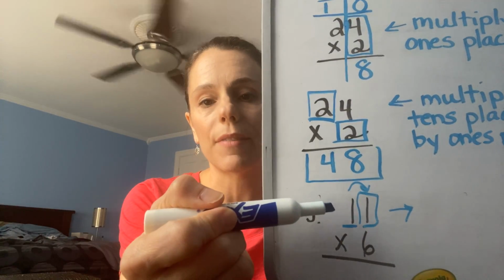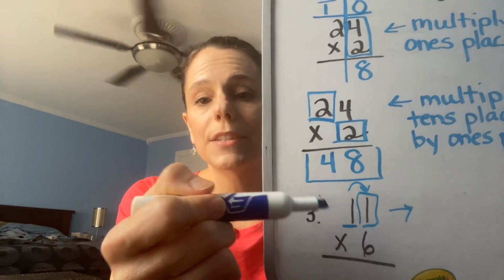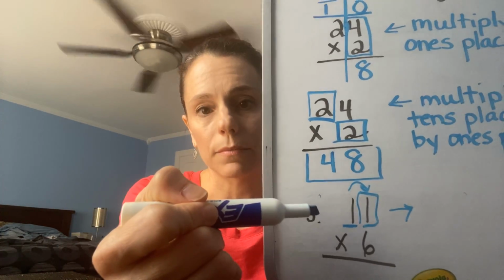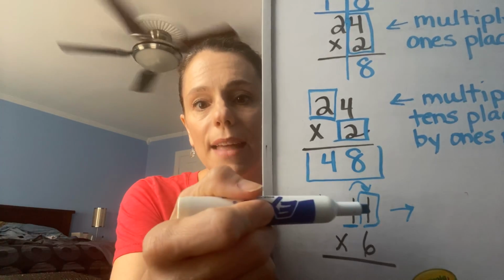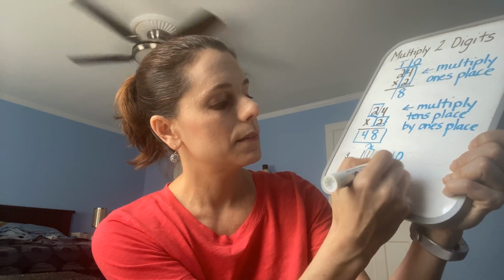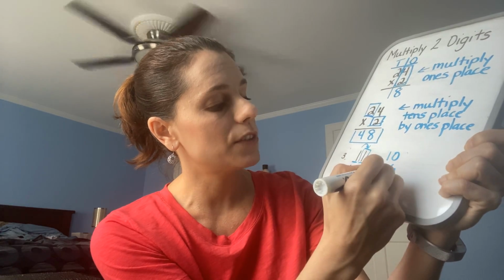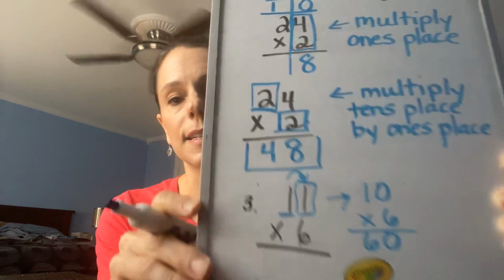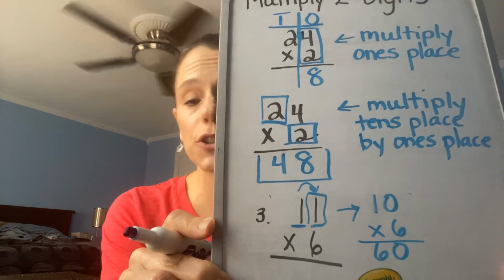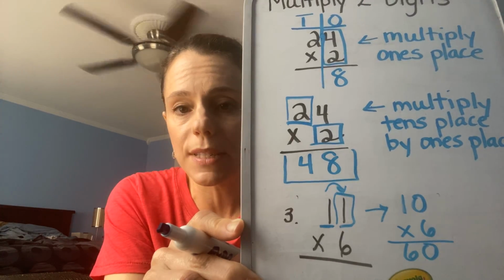So the number 11, are you going to raise the score to 20? Are you going to let it rest at 10? You're going to let it rest at 10. There's a 1 right there. So if you rounded this, your answer would be 60. Okay? Now, there's your estimate. Your answer should be somewhere around 60.